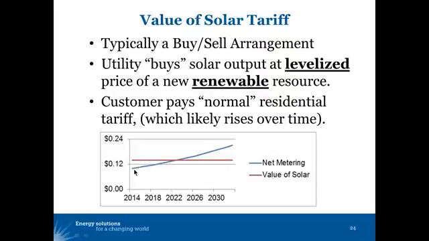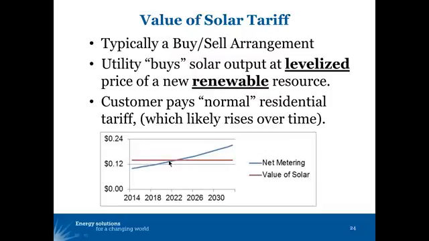Net metering at the retail rate, on the other hand, would give the customer less value in the early years, but as the retail rate goes up, net metering may provide more value in the long run. So the customer looking at just today's price might actually prefer the value of solar price because it's giving them more money in the short run. But 10 or 12 years from now, when those lines cross over, that customer might say, oh, gee, I goofed. I should have taken the net metering rate.